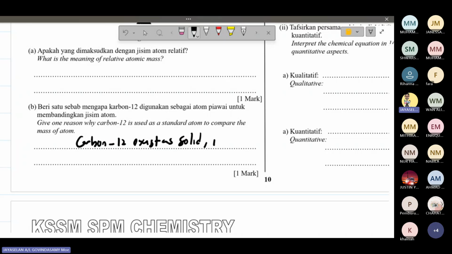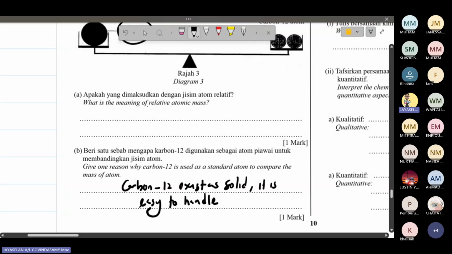Solid, it is easy to handle in the experiment. That's all. You already score 1 mark. You letak exist as solid pun saya dah bagi markah. So very simple. So don't get it wrong in the exam. Okay, any question? No question.